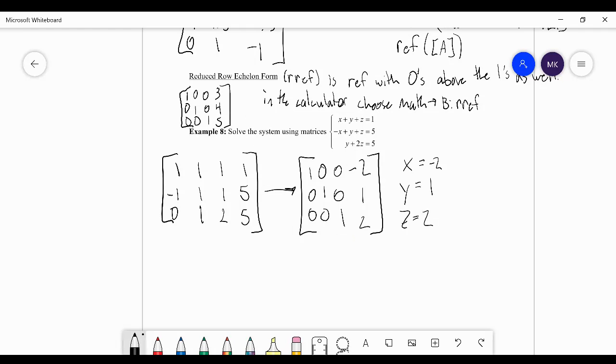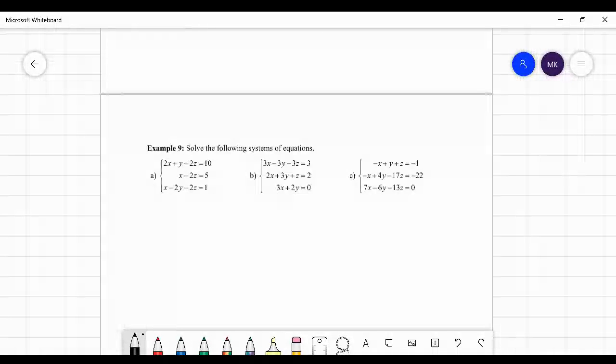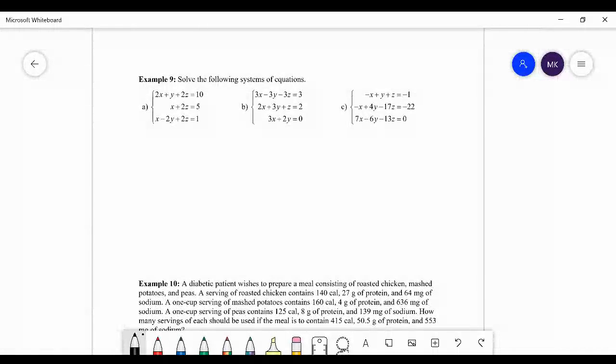Hey, x equals -2, y equals 1, z equals 2. So our solution here is the ordered triple, -2, 1, 2. Awesome. Let's solve these. Now, when I say let's solve these, I mean you are going to use your calculator and solve them.